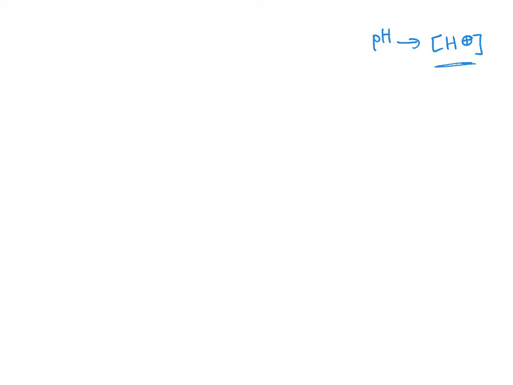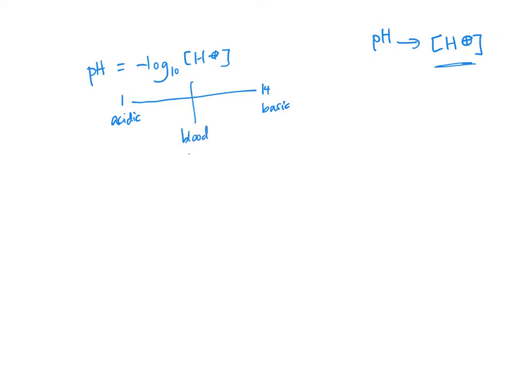intermolecular interactions. For example, if we think about the pH scale, pH is the negative log base 10 of the hydrogen ion concentration. And that pH scale runs from 1 to 14, with the low numbers being acidic, and the high numbers being more basic. And the pH of our blood is 7.4. So a change in hydrogen ion concentration can really affect what's going on inside our cells or inside our blood.